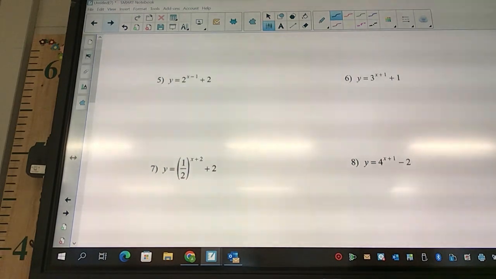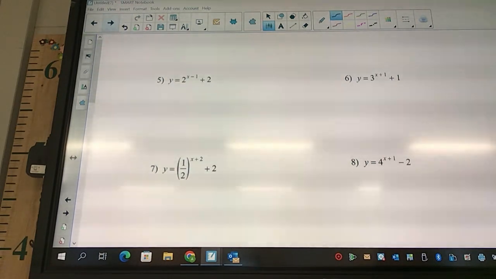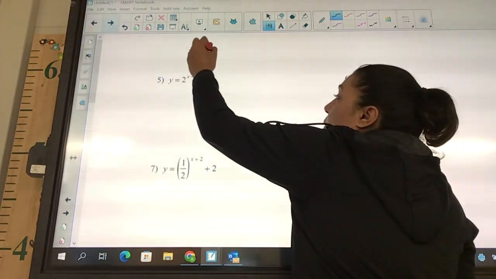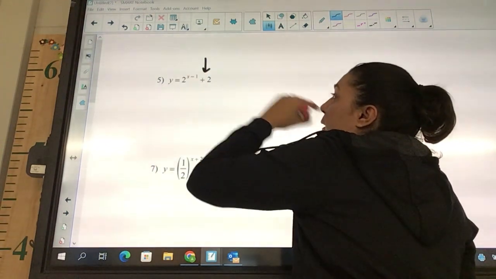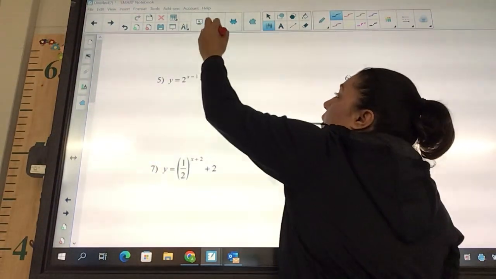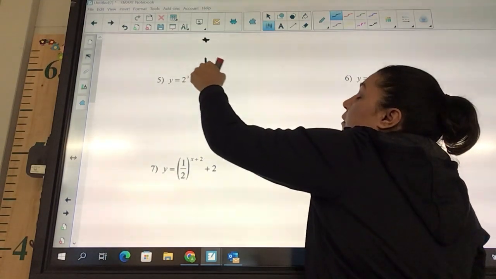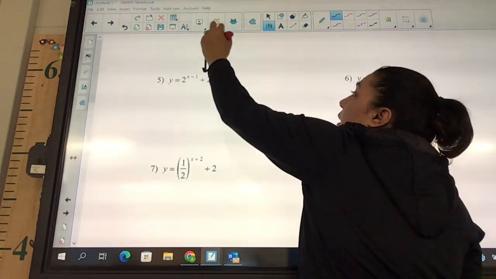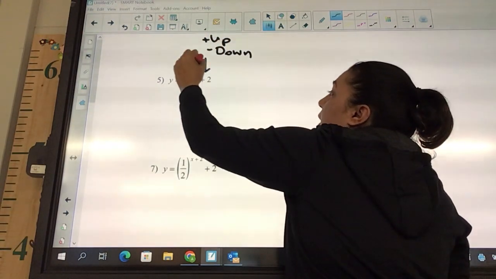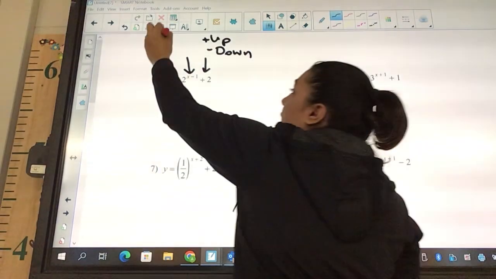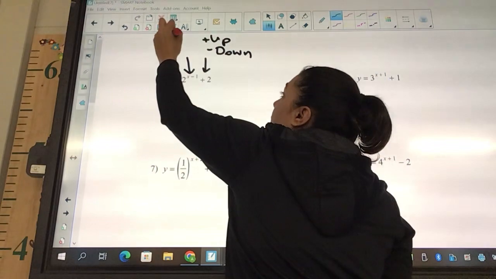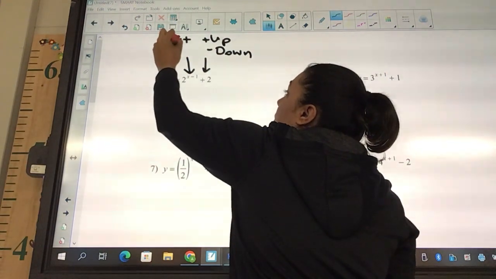Okay, for the next section, they want you to, like, what's happening with this one? So, you're really just gonna have to draw yourself some notes. For this, if it's a plus, what's happening on the very end here? That's up. Okay, and a minus is going to go down. Here on the exponent, if it's a plus, which way are we going? Left. If it's a plus, we're going to the left. And if it's a minus, we're going to the right.